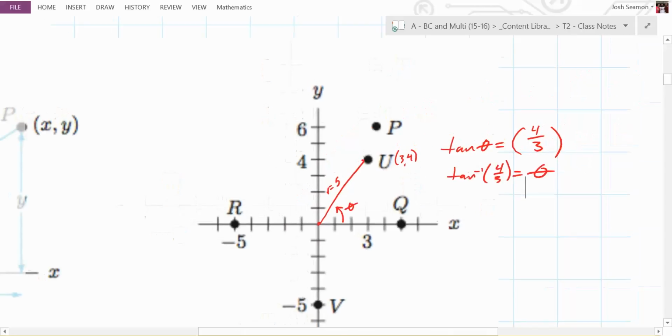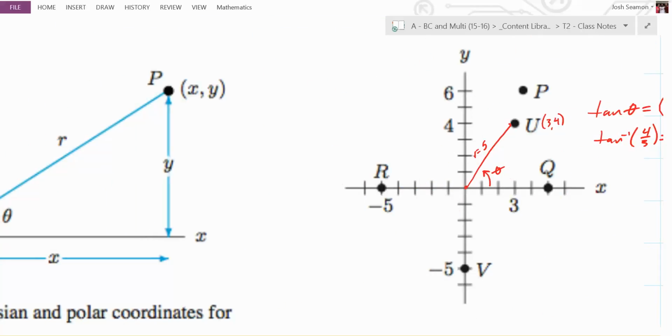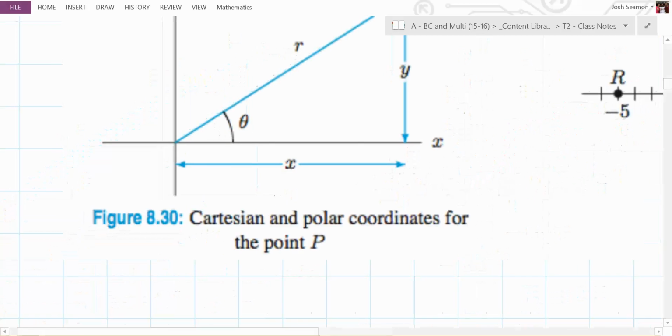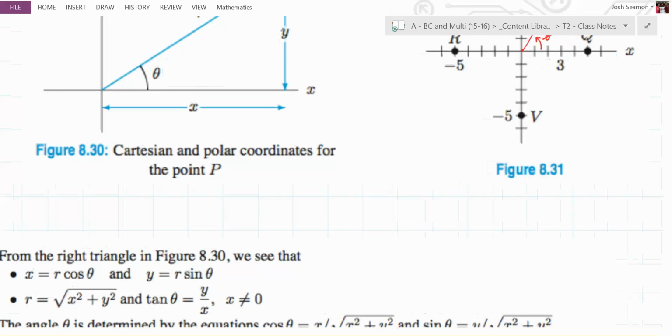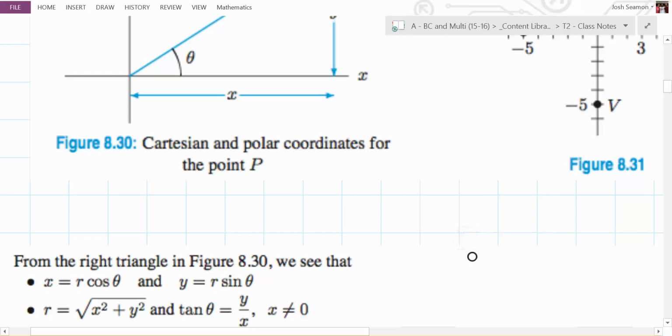Very nice. So if I gave you bunches of points, could you convert them from polar to Cartesian and back again? With some practice. Here's the summary, though. Generally speaking, if you have the Cartesian coordinates, x is equal to r cosine theta, and y is equal to r sine theta. So if you know r and theta, you can find x and y. If you have x and y, you can get r. And if you have x and y, what did we just do? We found theta. Congratulations. We can convert.